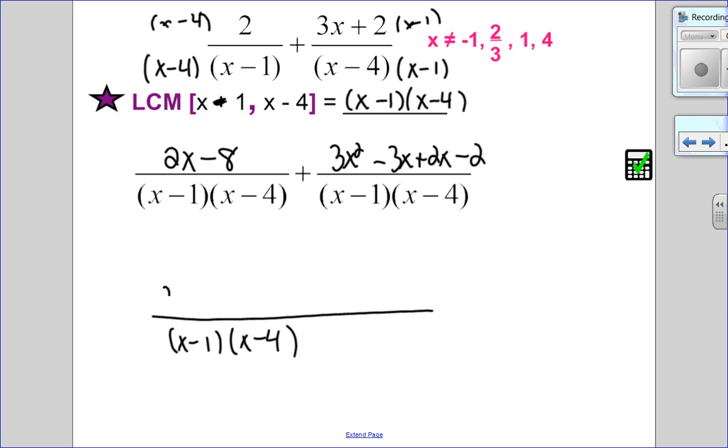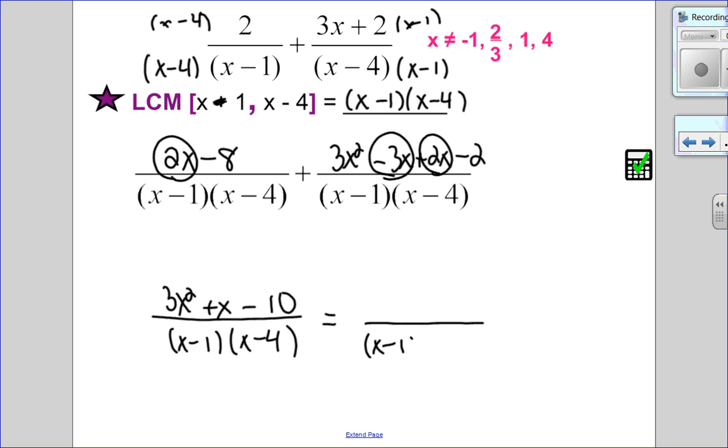Okay, so I've got a 3x squared, 2x, and 2x is 4x. Take away 3x is 1x, and then negative 8 and negative 2 is negative 10. Okay, so I always want to look to see, can I factor that further? And I believe I can. So I have x minus 1, x minus 4.